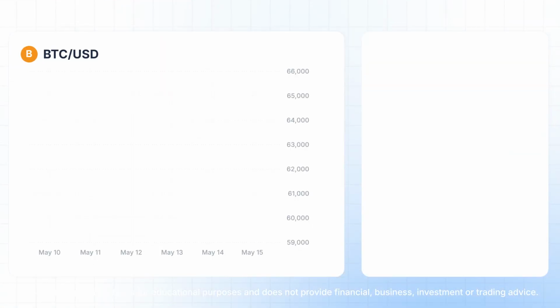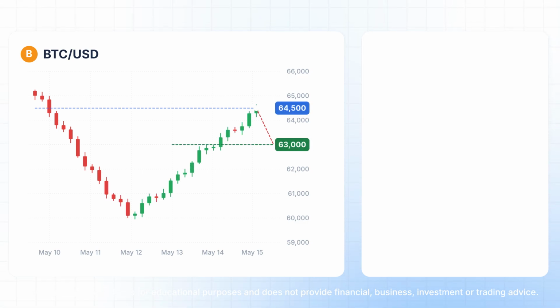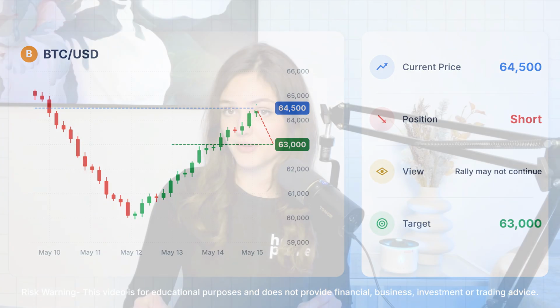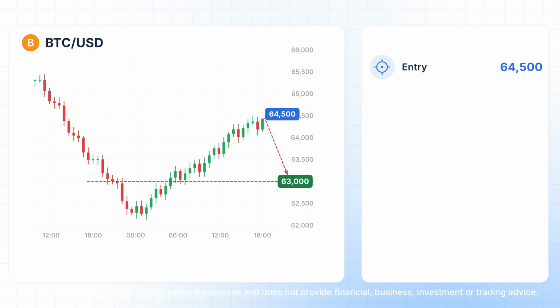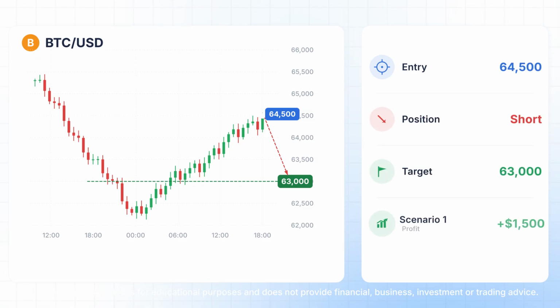Let's say Bitcoin has currently recovered from a dip, but you don't believe that this rally will continue. So now the value of Bitcoin USD is at 64,500 and you decide to open a short position believing that the price will dip until 63,000. To manage your risk, you place your stop loss at 65,200. Let's say in the first scenario Bitcoin dipped to 63,000. So in this case, from your starting position, you will be in $1,500 of profit.